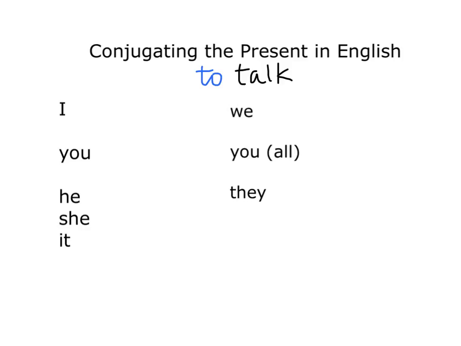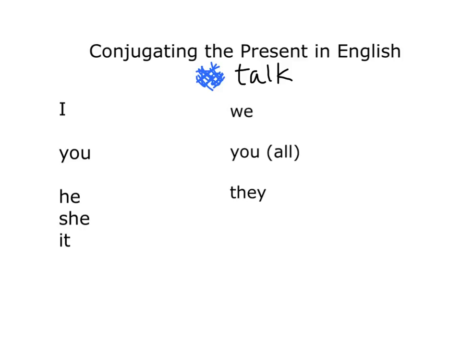And the way that we conjugate in English is to get rid of the infinitive marker. That's the "to" at the beginning. The infinitive marker has the job of saying, hello, I'm an infinitive. We're going to make that go away. And then after that, we have to worry about endings.